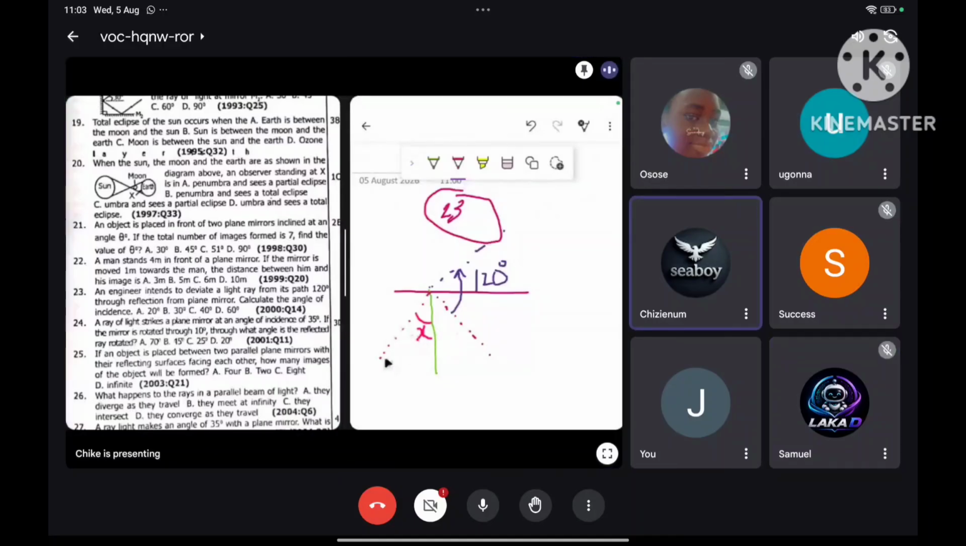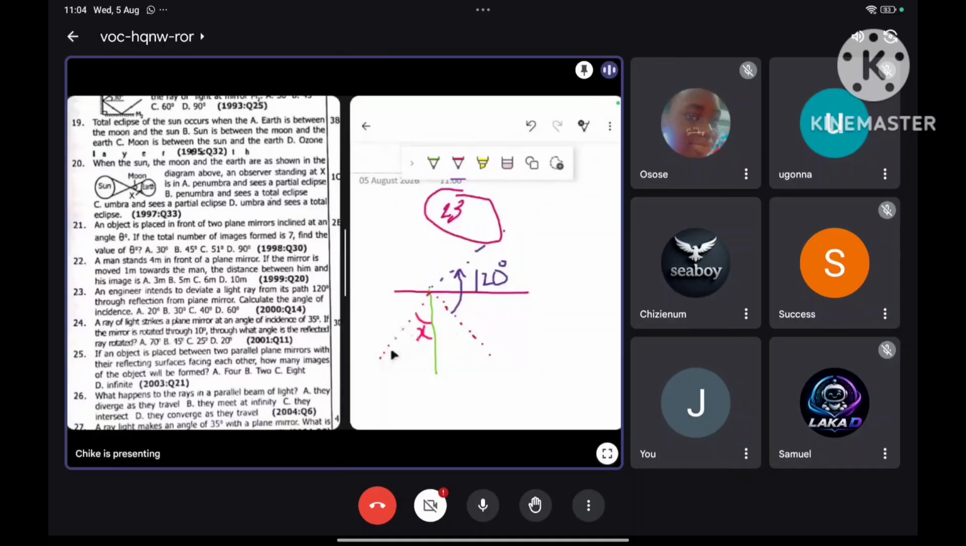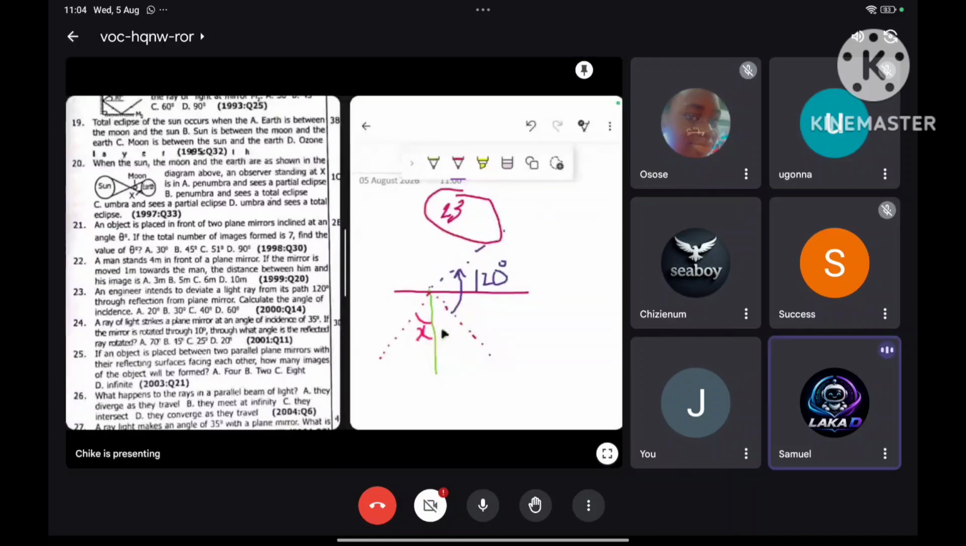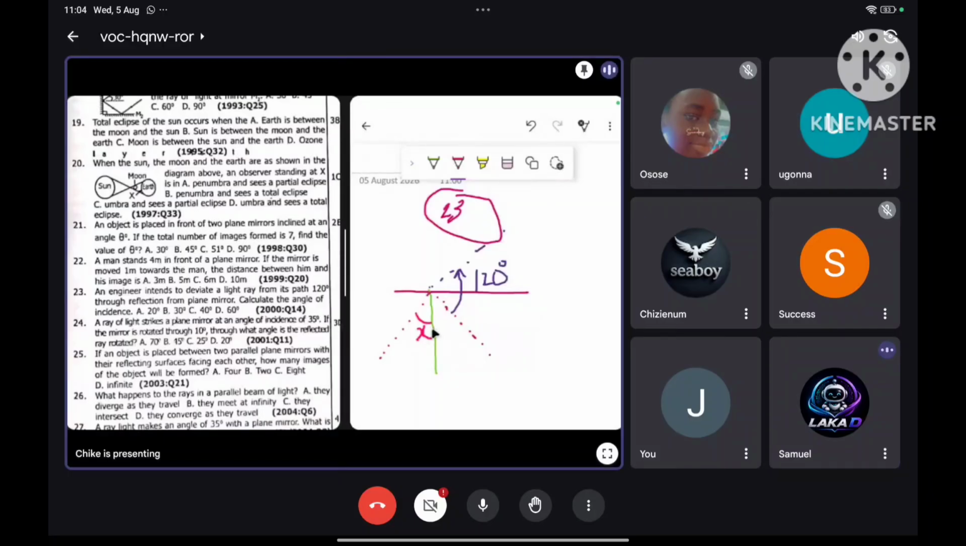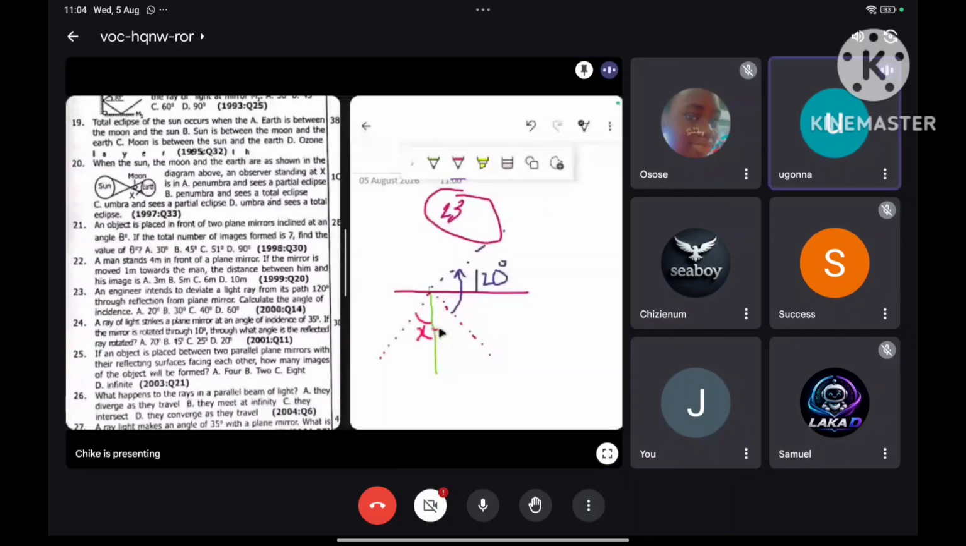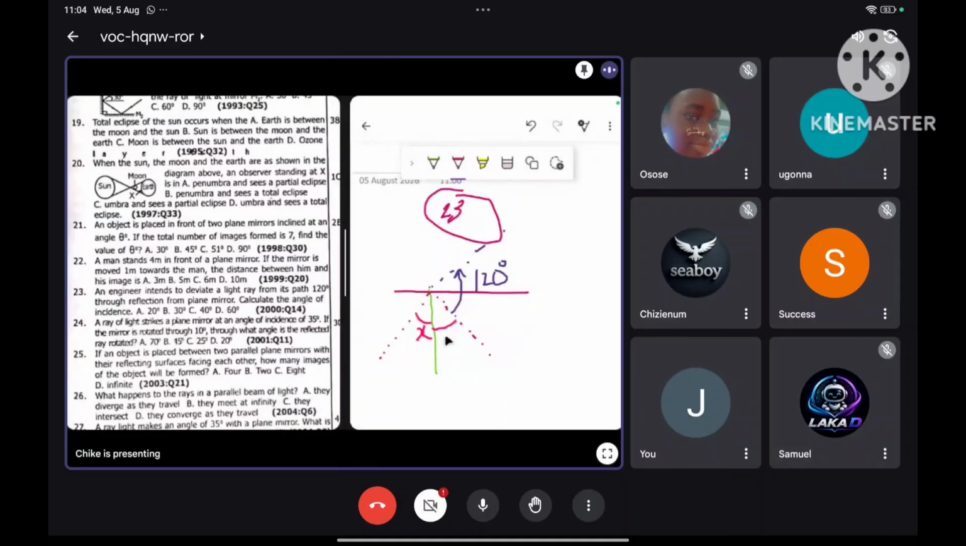Now, it says, if the angle of incidence of this ray that the engineer intends to deviate through 120 degrees is x, what will be the angle of reflection? No, you're going ahead to solve. Oh, don't solve yet. By solving, you're even complicating the problem. The answer, first of all, is x.